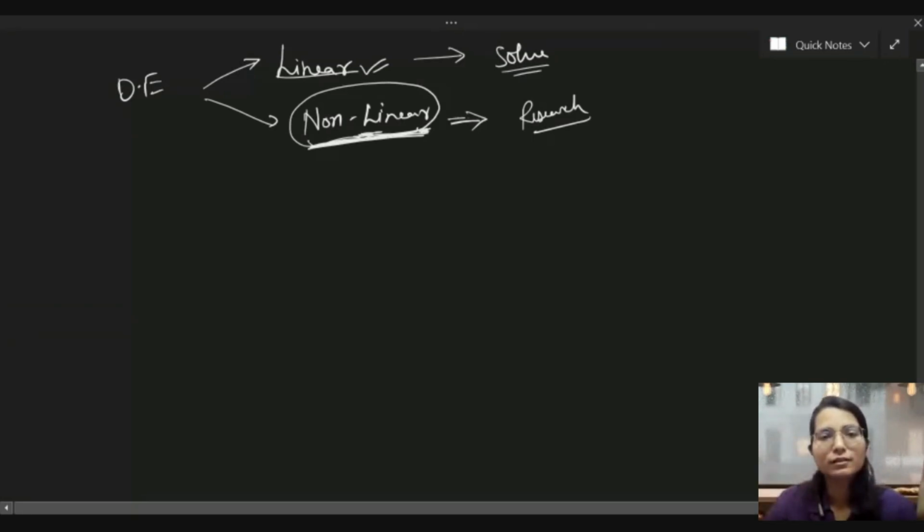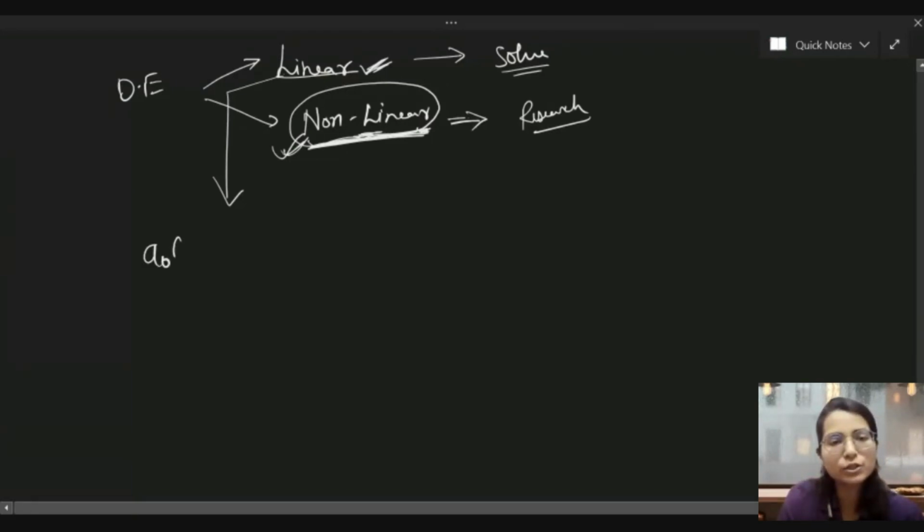So we will study what a linear differential equation is. You should have a clear idea of what a linear and a non-linear differential equation look like. A non-linear one doesn't have a particular form, it can be of any form, but we have a particular form for linear differential equations. Let me write it for you.